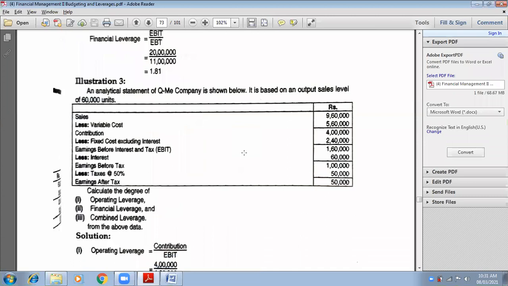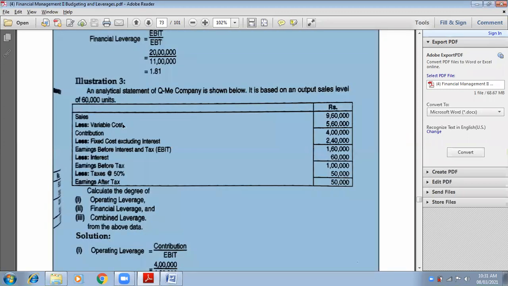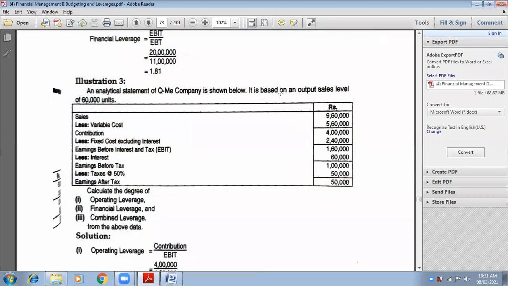See, everything is given and all 3 formulas are asked. An analytical statement of QME company is shown below, based on the output sales level of 60,000 units. Sales is given, less variable cost contribution is given, less the fixed cost EBIT is given, less interest EBT is given, less tax EAT is given. The full format has been made in the question only. You just need to calculate all the types of leverages: degree of operating leverage, degree of financial leverage, and degree of combined leverage.